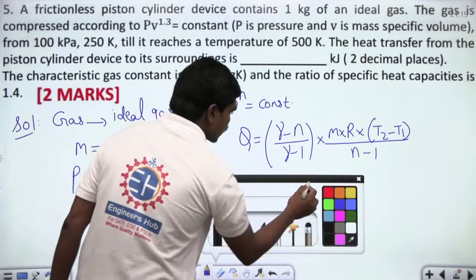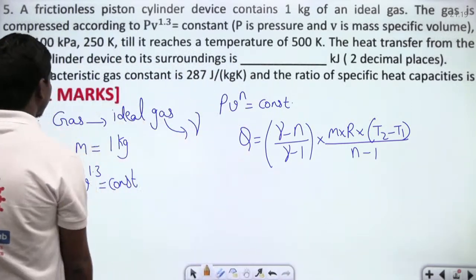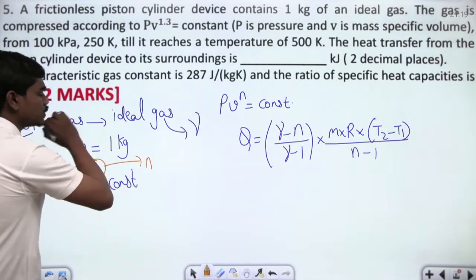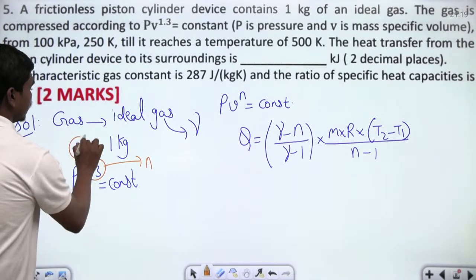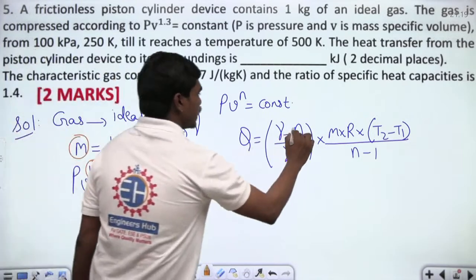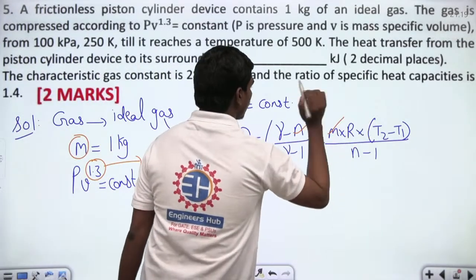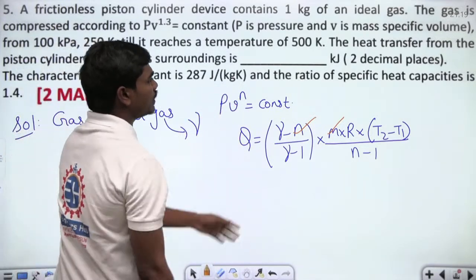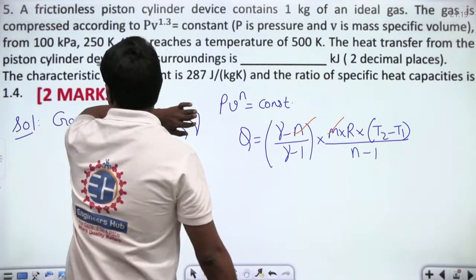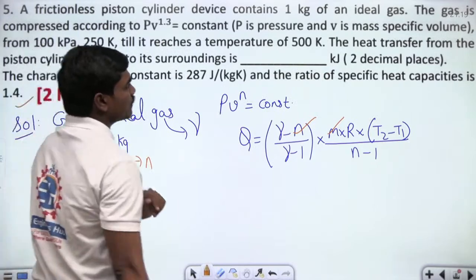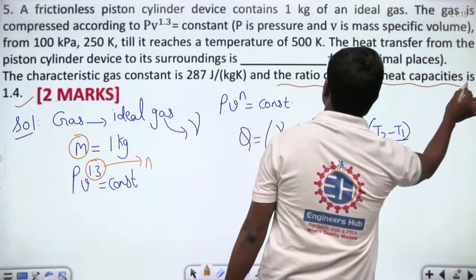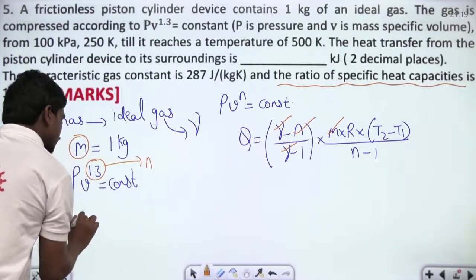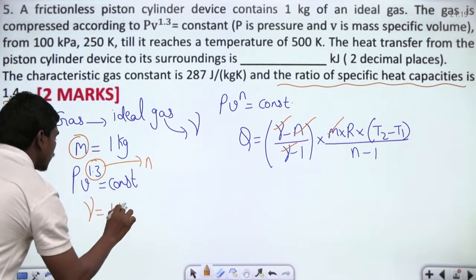Okay, so here it's given. Let us fetch some data. PV^1.3 is equal to constant, which means your n value is 1.3 and your mass is 1 kg. Next, so we got our n, we got our mass. And what about gamma? The characteristic gas constant is 287 joule per kg Kelvin and the ratio of specific heat capacities is 1.4. So it's clearly given the ratio of specific heat capacities is 1.4, which means you got your gamma. So what is gamma? Gamma is equal to 1.4. This is something that we know.